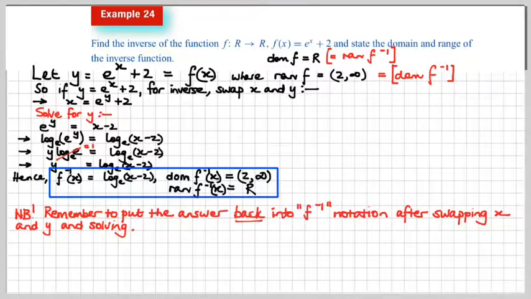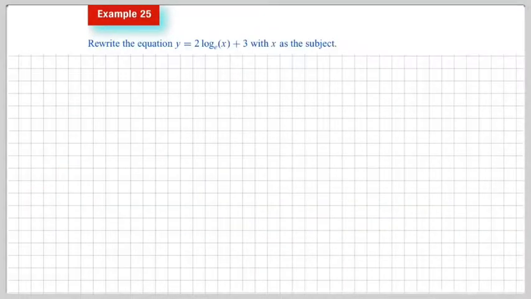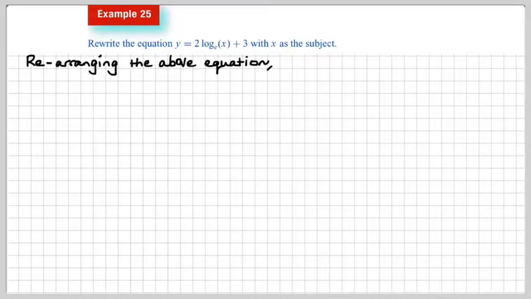Remember to put it back into f minus 1 notation after swapping x and y. That's what I'm ranting about verbally for you as well, yes? Because you just see so much very, very bad notation, which loses marks. So just be careful. We've got to rewrite the equation y equals 2 log x plus 3 base e with x as the subject. Well, that's not hard, is it? That's pretty easy. Let's do that. Rearranging the above equation, we've got log of x would be y minus 3 over 2.